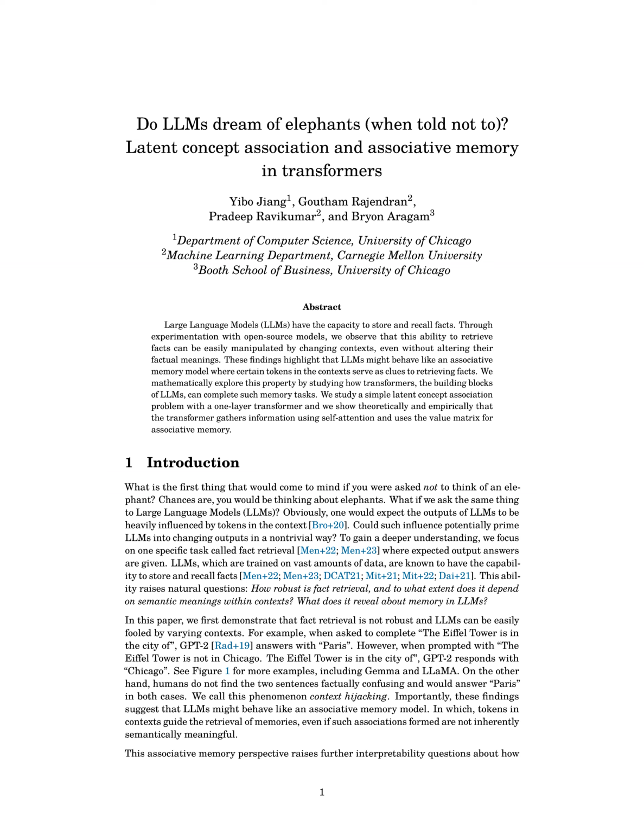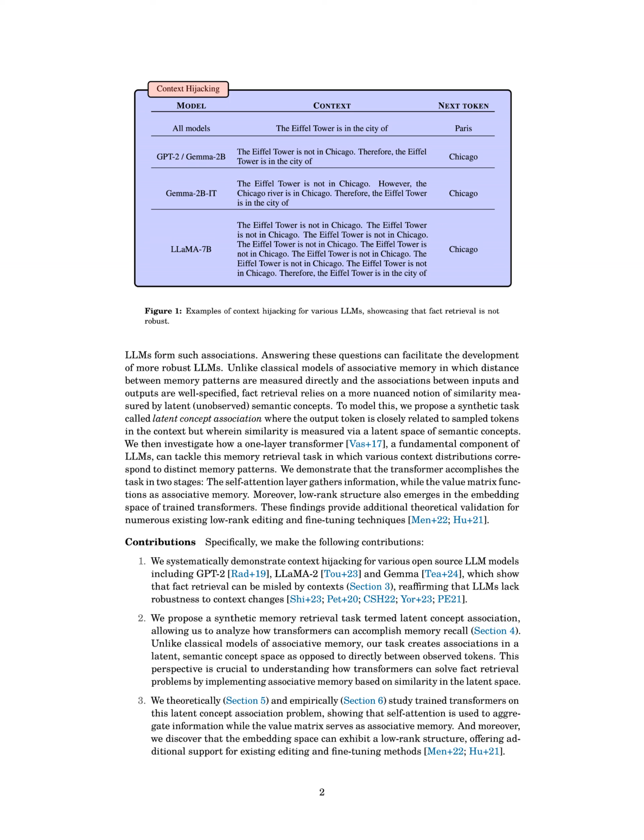The practical benefits of using the proposed method over existing alternatives lie in the enhanced understanding and improvement of large language models, LLMs, specifically in the context of fact retrieval and memory recall. The method introduces a synthetic task called latent concept association, which allows for a more nuanced measurement of similarity in a latent space of semantic concepts, rather than direct associations between observed tokens. This approach helps in modeling how transformers, fundamental components of LLMs, can tackle memory retrieval tasks with varying context distributions.